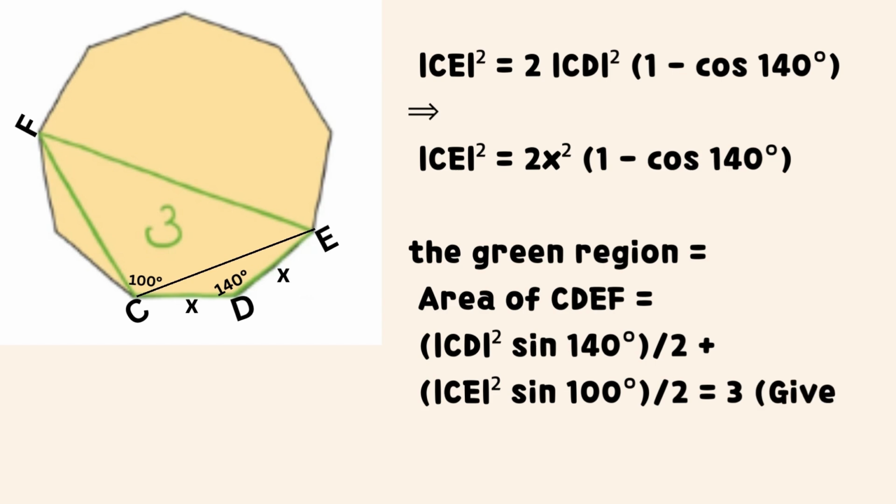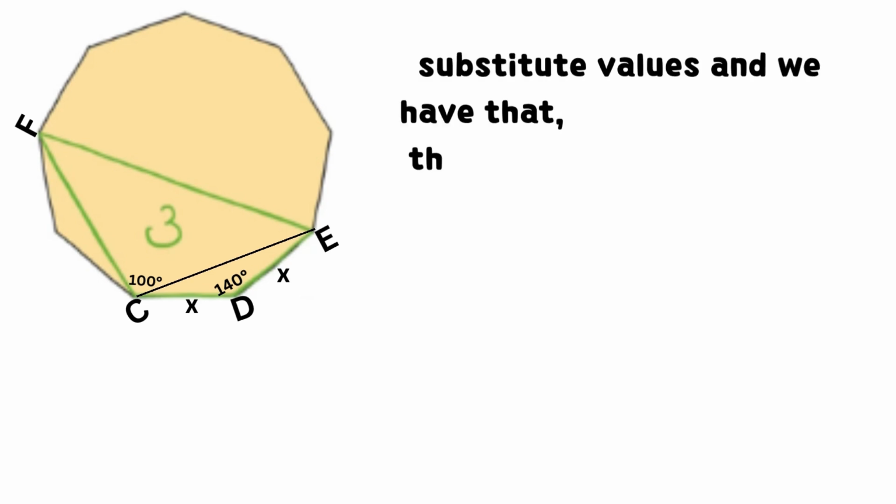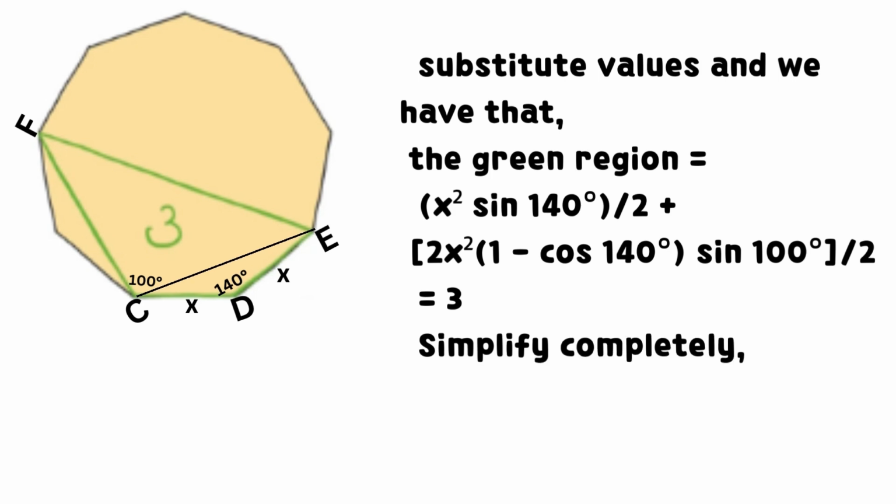The green region equals the area of CDEF, which equals the sum of half of the square of line CD times sine 140 degrees, and half of the square of line CE times sine 100 degrees. This result is equal to 3. Substitute values and we have a new equation for the area of the green region as shown on the screen, which we equate to 3 that is given in the figure.